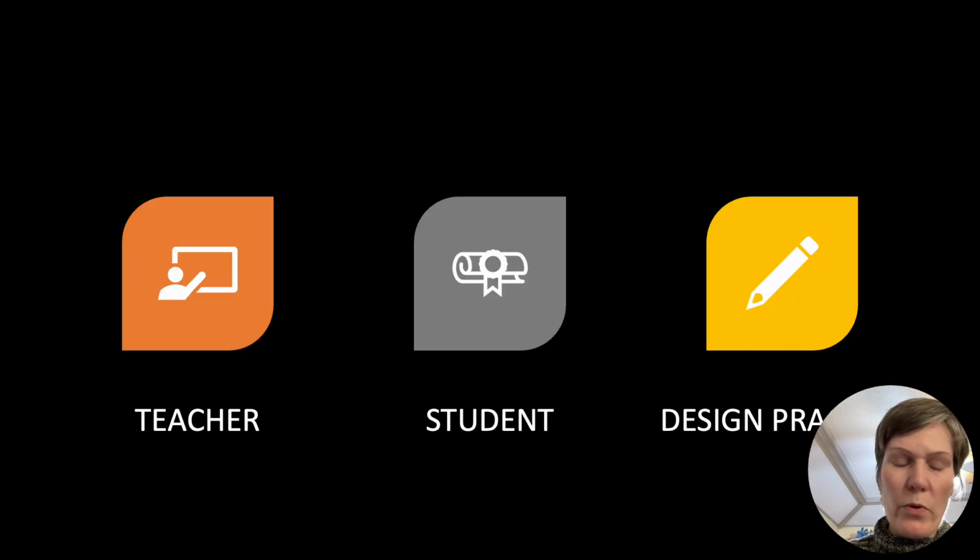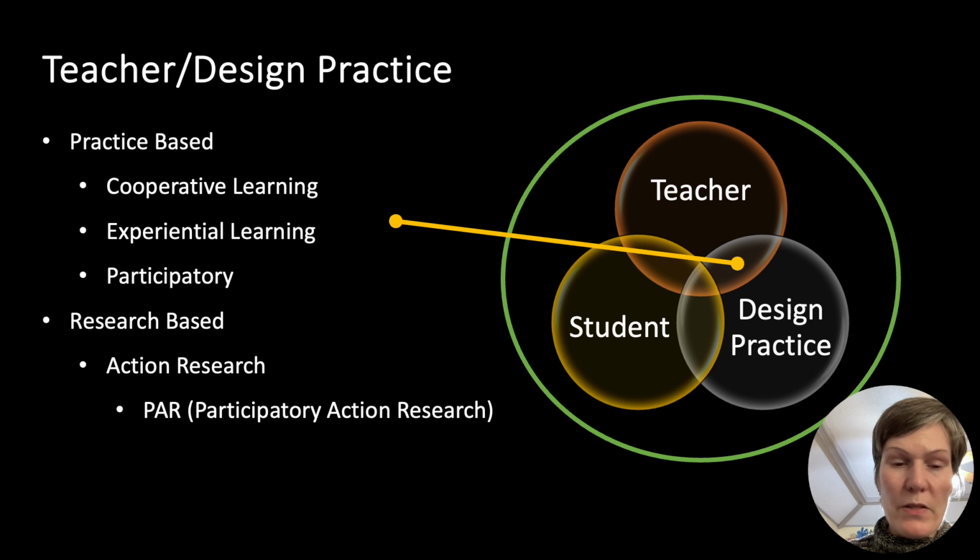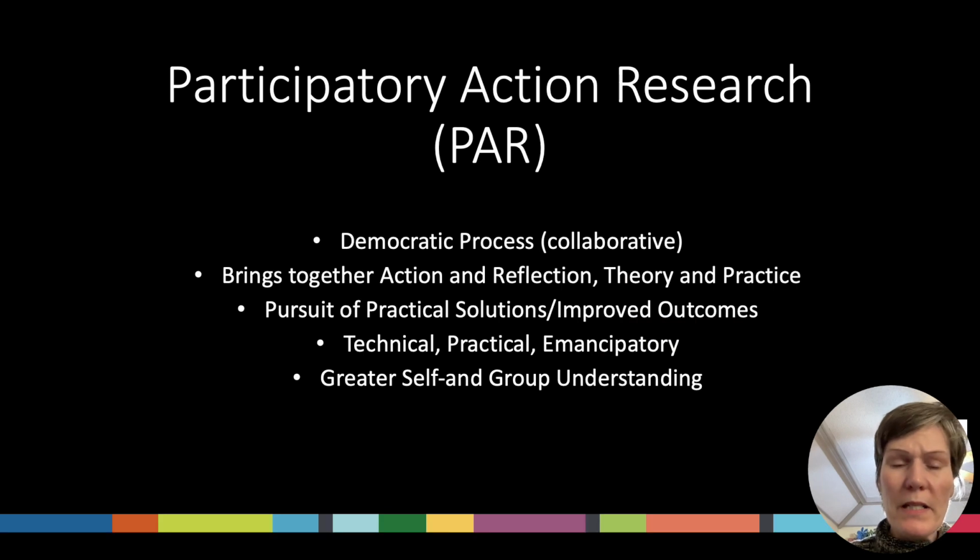The transformative course design involves all three, the teacher, the student, and the design practice in unison. This is where we activate cooperative learning, experiential learning, participatory design, and action research. So the example that I will be sharing next focuses on a blend of these attributes. In participatory action research, it is a democratic process, meaning collaborative, which brings together both action, reflection, theory, and practice, in pursuit of practical solutions for improved outcomes.